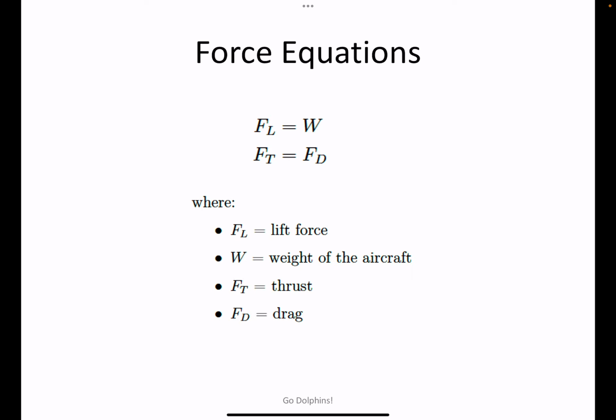Mathematically, we can represent this simple balanced state with two equations. The lift force is equal to the weight of the aircraft, and the thrust is equal to the drag. This is a mathematical definition of equilibrium flight.